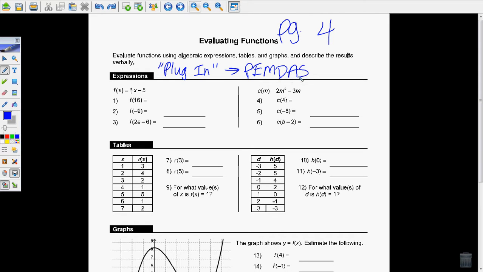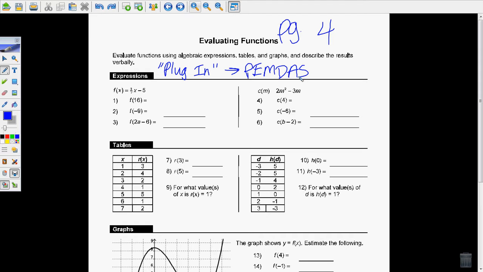Can you guys tell me what PEMDAS stands for? Parentheses, exponents, multiplication, division, add, subtract. Perfect. What order do you work multiplication and division in? Left to right. When it comes to multiplication and division, you work left to right. Same thing for addition and subtraction. Just like you read a book, you read an equation, just the same. So our steps are, we plug in, we do PEMDAS.